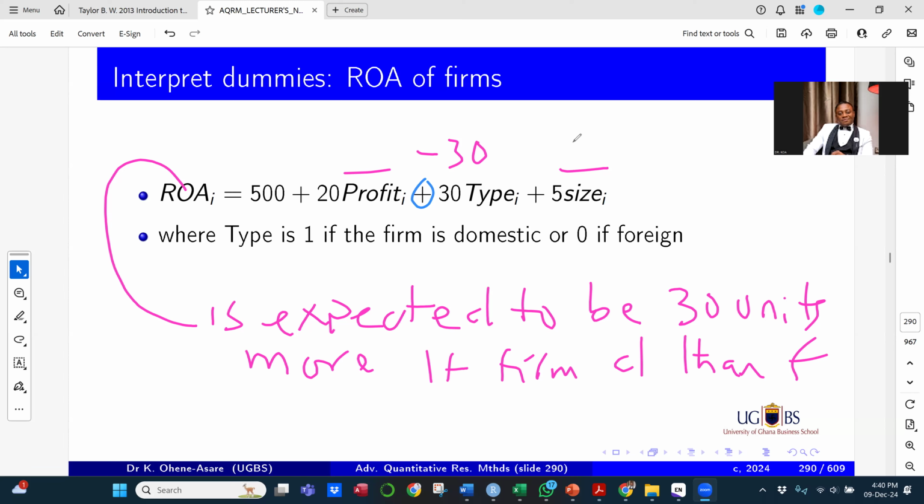You are, at least within a year. You can't be changing every year. And that is how you interpret dummy variable. Dummy variable interpretation is very, very important. And especially when the dependent variable is a percentage, that changes the way you interpret the dummy completely.